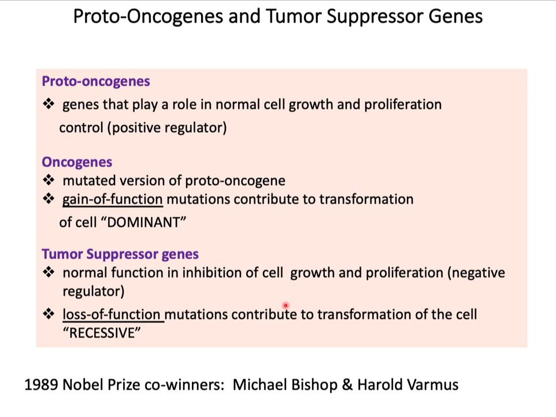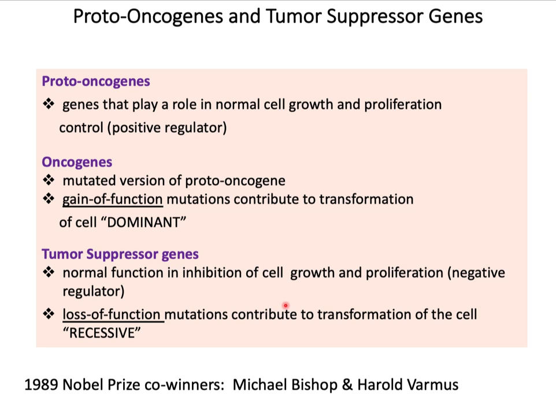So if you have a gene that negatively regulates cell growth and you lose its function, then it can no longer inhibit cell growth. And then cell growth is promoted in that case. So this should be intuitive to you. And in this case, these mutations are usually referred to as recessive because you usually have to lose both copies of the tumor suppressor gene. You usually have to lose the function in both copies of these genes in order for it to have any effect on the cell cycle.